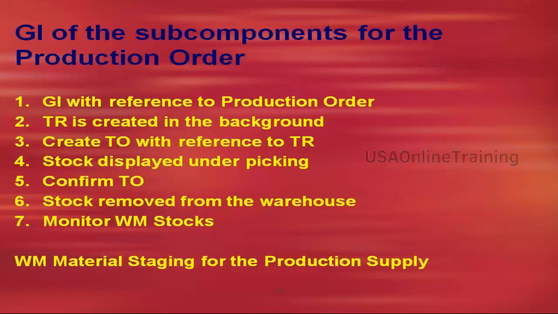And there is another scenario called WM material staging for the production supplies. So WM material staging means transferring the stock of the material from the store location to production supply area and from production supply area to the production department. So this is called staging of the materials for the production supply.